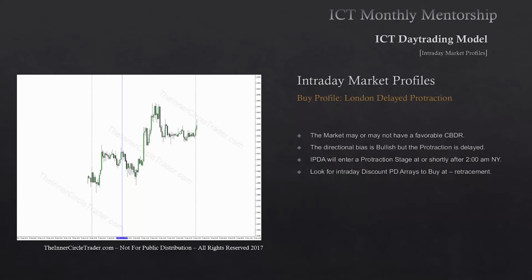Market drops down and it dips into an intraday discount PD array. In this example here, you can see it trades down into a previous down close candle or bullish order block, creating the London setup to unfold for the rest of the bullish close day.